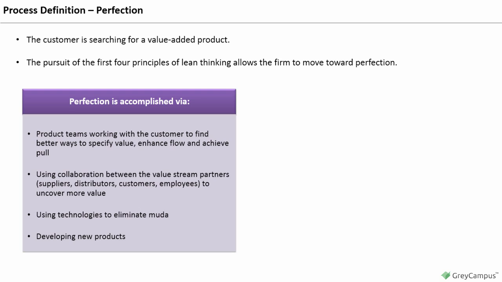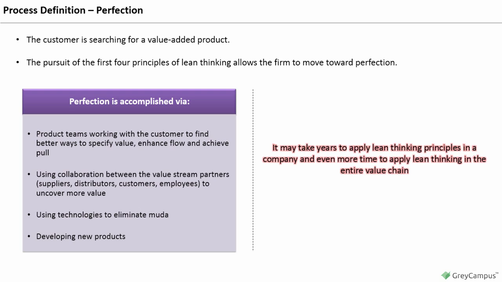Improvement area versus reduction or improvement. Labor productivity, 100% increase. Throughput times, 90% reduction. Inventories, 90% reduction. In-house scrap, 50% reduction. Safety injuries, 50% reduction. Product development time, 50% reduction. Capital investment, modest. It may take years to apply lean thinking principles in a company, and even more time to apply lean thinking in the entire value chain.